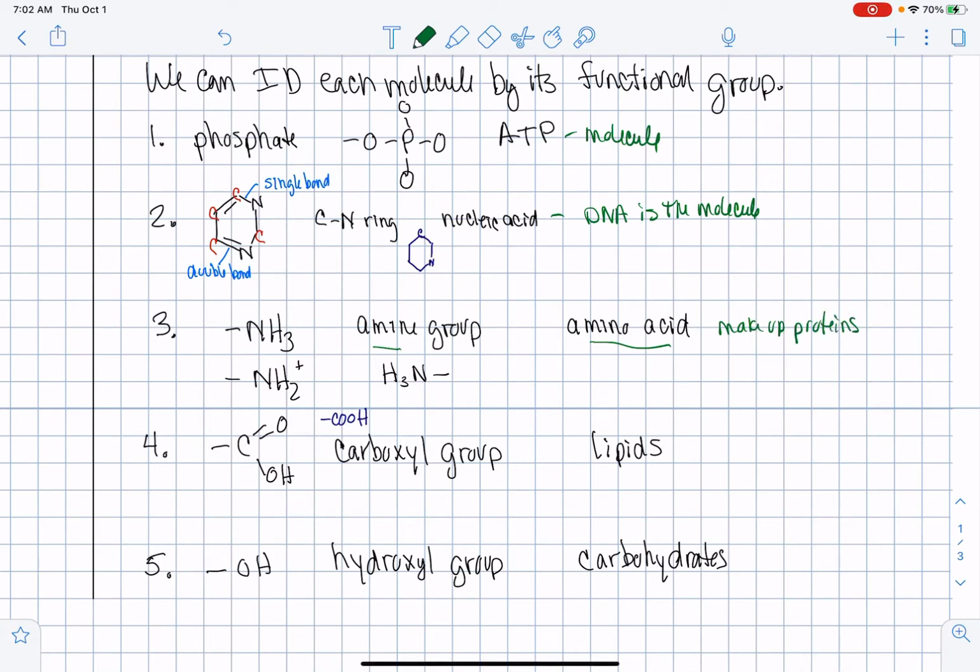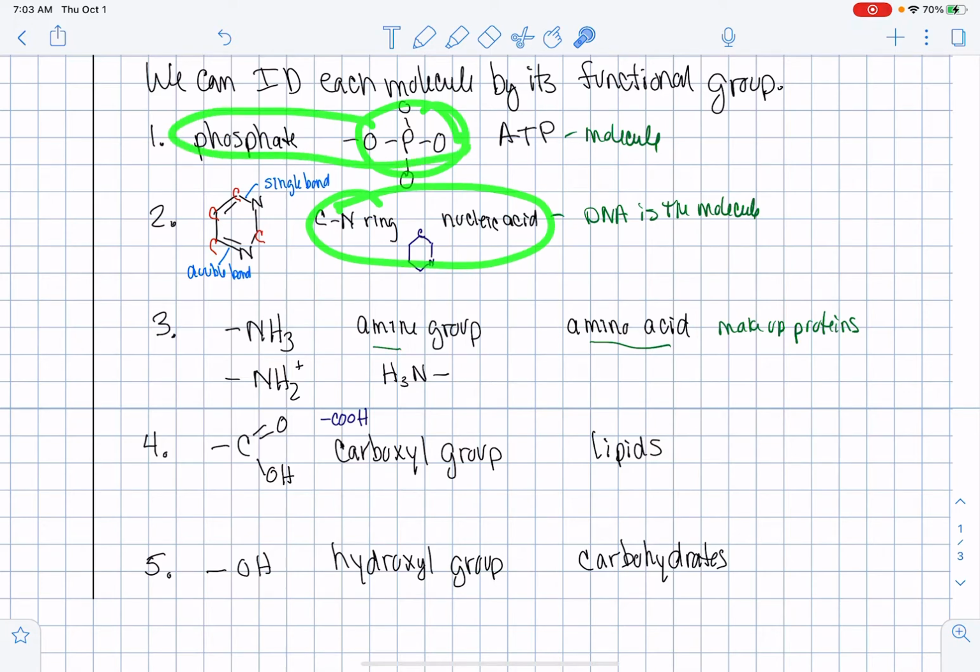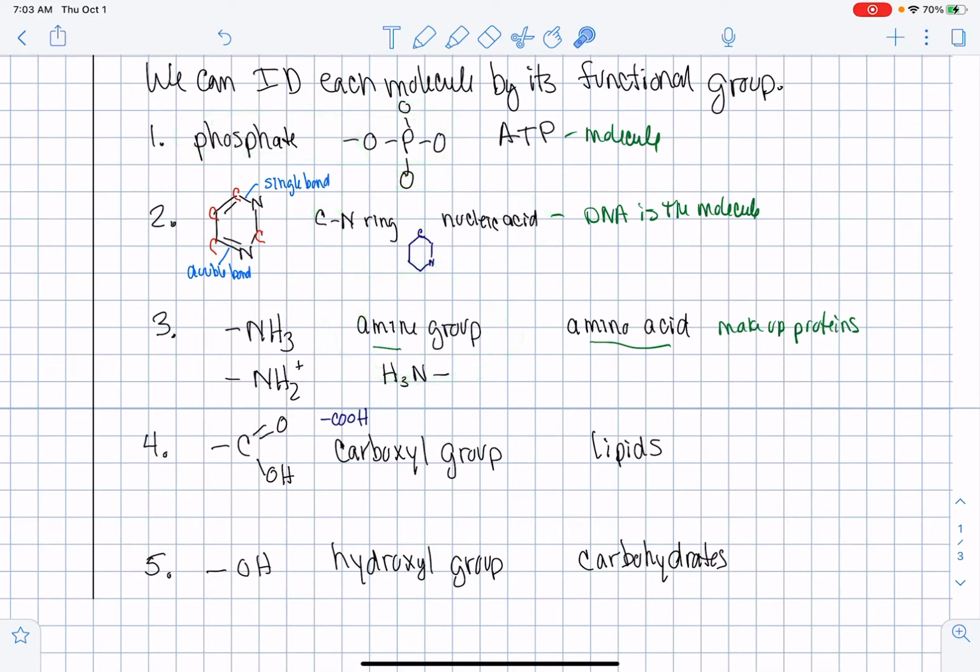Okay, so this is the functional group right here, and then the molecule is here.